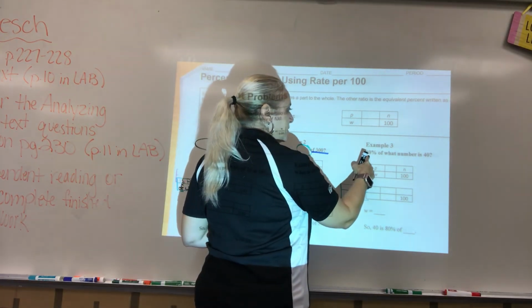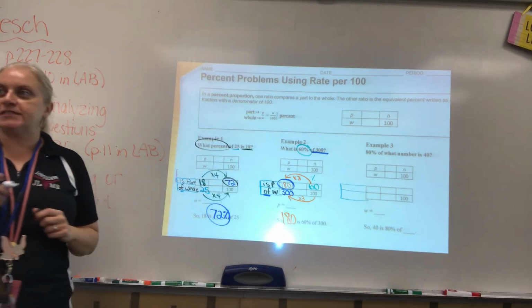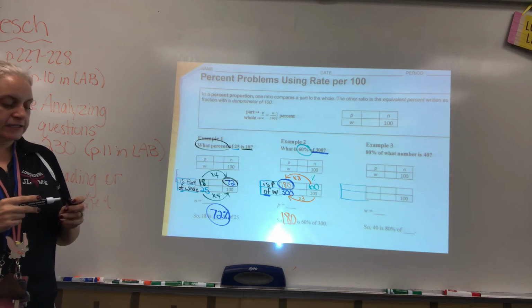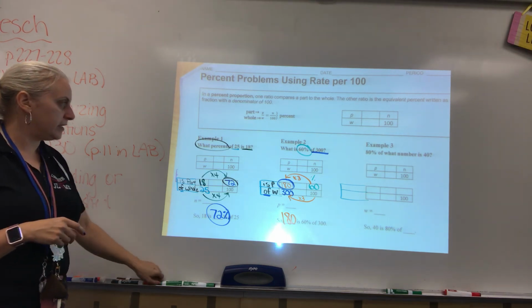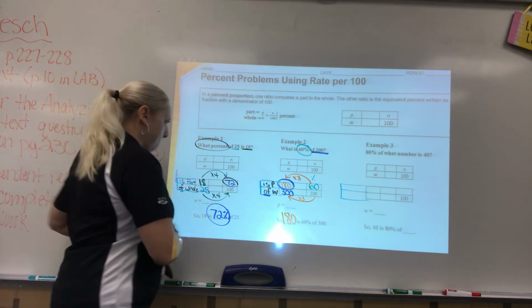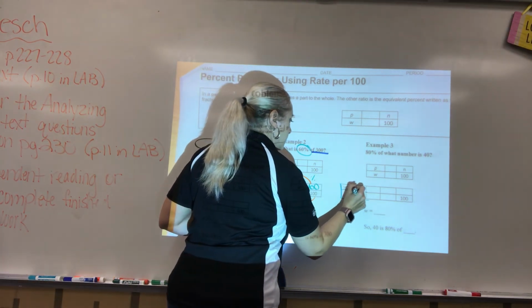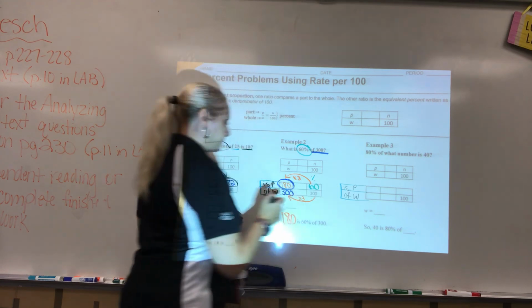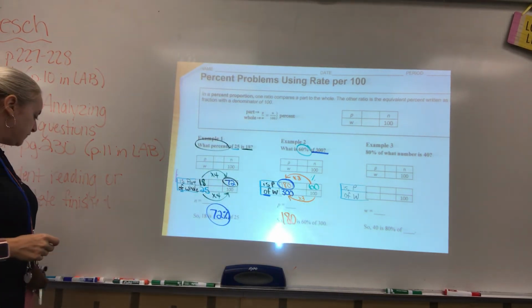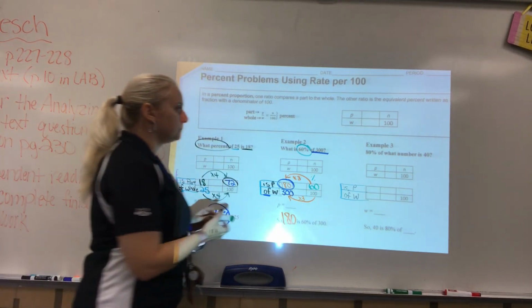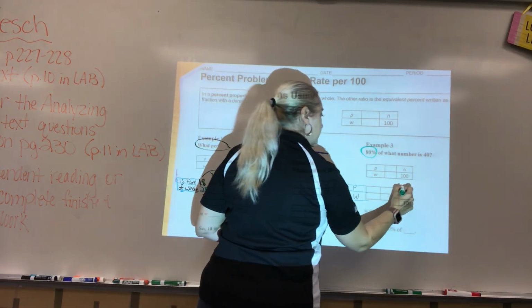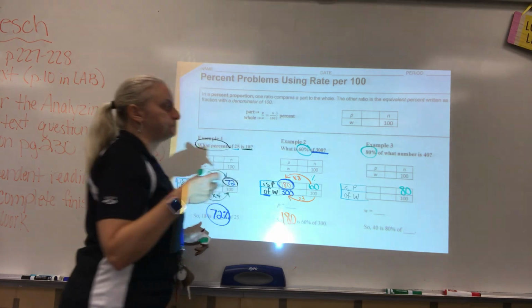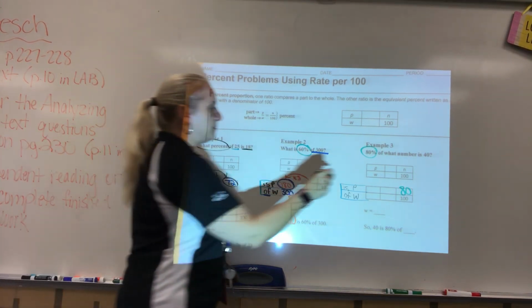That means we're gonna do 80%. 80% of what number is 40? All right, what do I like to use first? The percentages. So 80%, they already put the 100 there, so I'll just put my 80 above it. 80%, this is going to be my percent column.